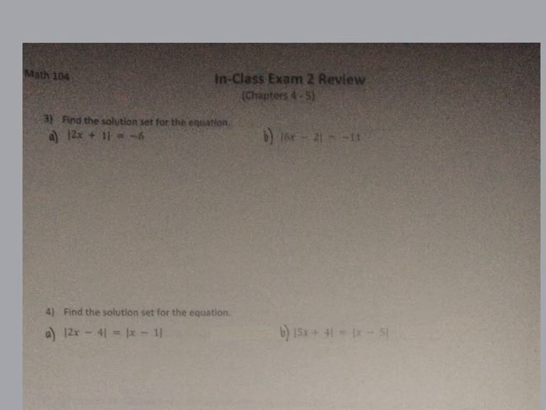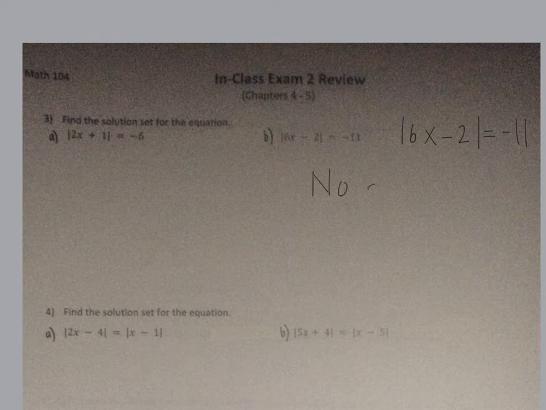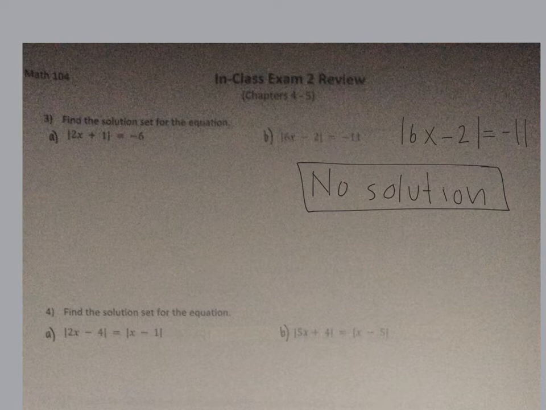This next problem, sorry it's kind of fuzzy on here, says the absolute value of 6x minus 2 equals negative 11. This is the easiest problem on the test review because an absolute value cannot equal a negative number. And because an absolute value cannot equal a negative number, the answer to this problem is no solution. And guess what? From there, you are done. Okay, part A, if you look at part A, it's the same thing. You have a negative 6. Your absolute value cannot equal a negative.